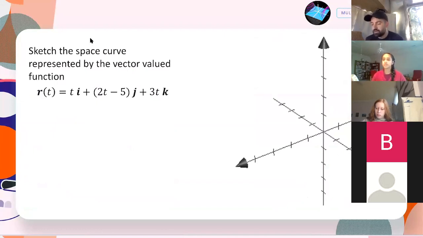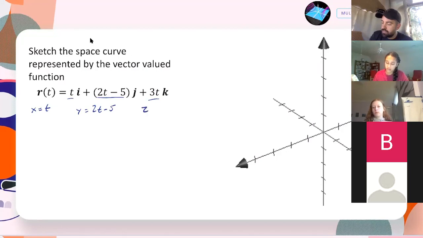So here, sketch the space curve. You should be able to tell this is a line, right? If I have x equal t, y equal 2t minus 5, and z equal 3t, that's a line. Okay, that's literally the equation of a line that we learned before. I've got a point at 0, -5, 0. If I plug in t equals 0, for example, I've got a point there. I could make a t-chart and I could plug in t equals 1, which will give me the point 1, -3, 3.